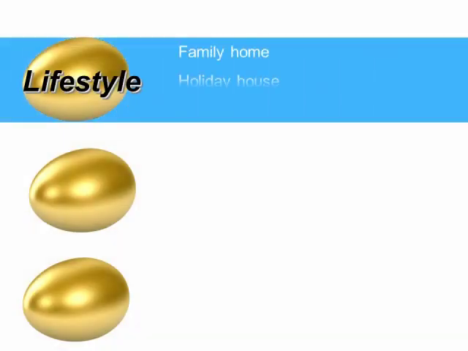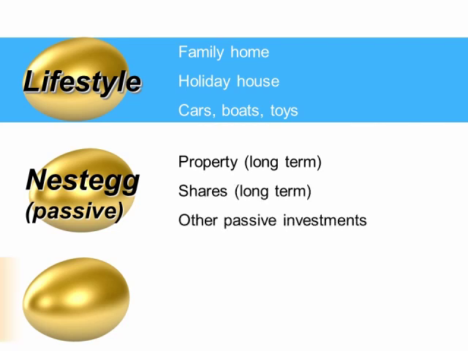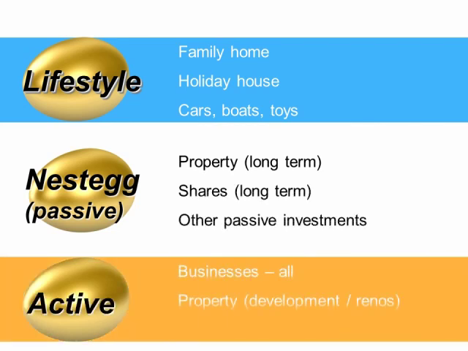Yeah, we like to break our assets down into three broad categories. And these categories are based on what the asset is actually used for rather than what it is. So firstly, we have our lifestyle assets, and these are the fun ones.